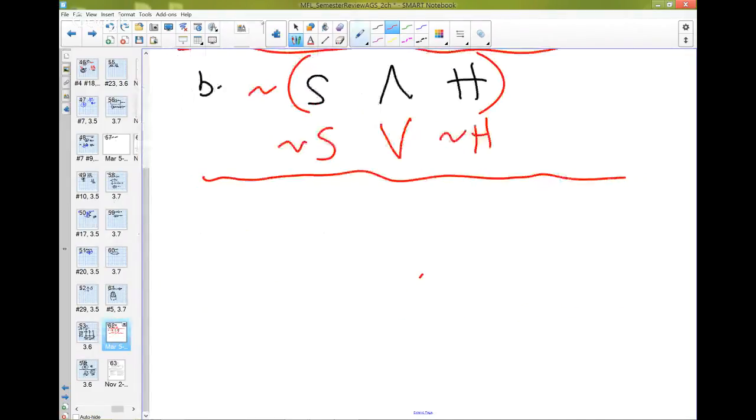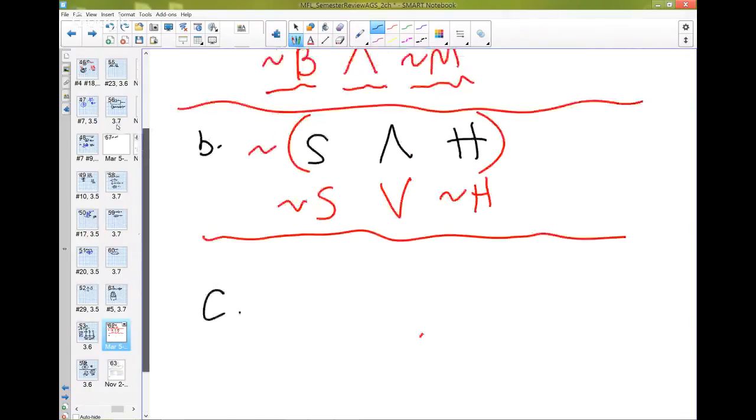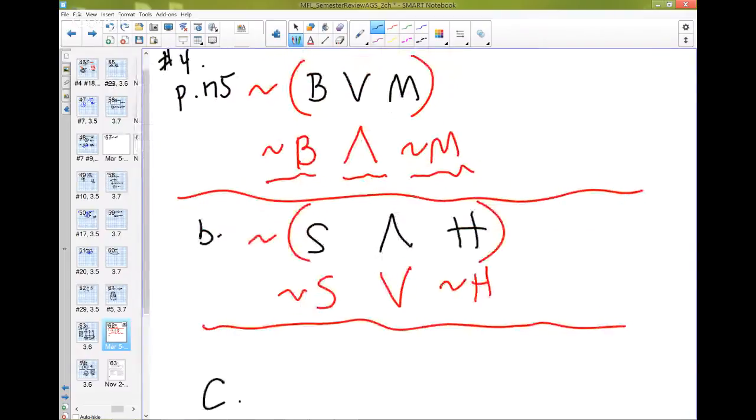Part C. Pluto, well, that one, do we really need to write that one out? What's the negation of Pluto is not a planet? Pluto is a planet. So that one we don't have to do anything fancy with. So that's how they wanted you to think of number 4 on the practice test.